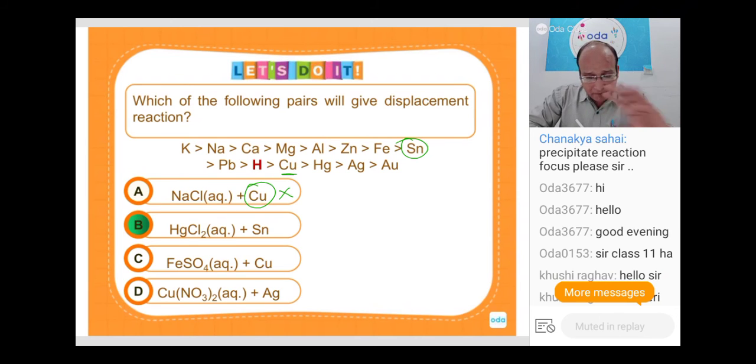Tin is in front. Okay. It is ahead of Hg, less reactive. So a more reactive metal is there. You have put it in a solution of a less reactive metal. So this reaction will take place.